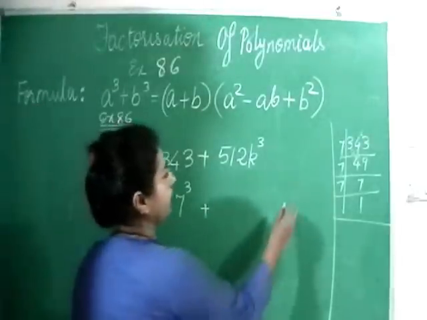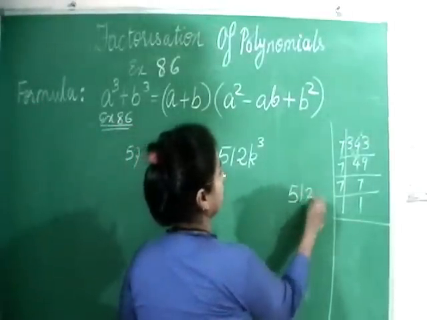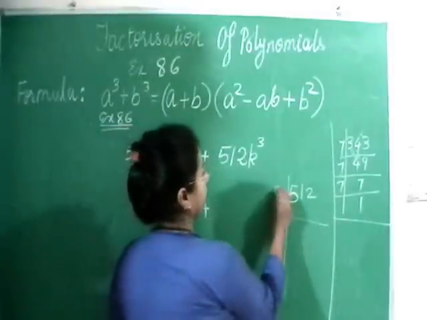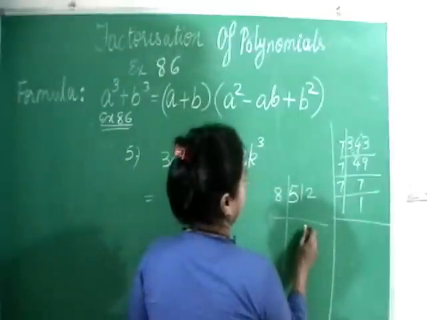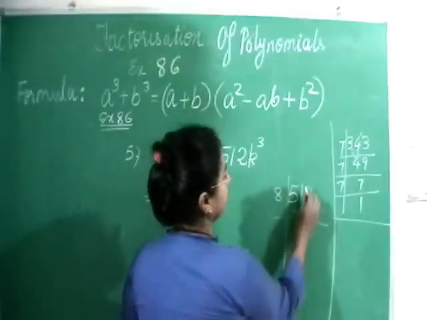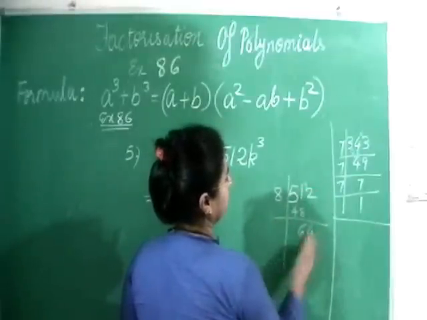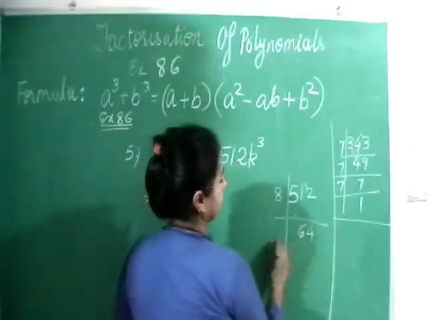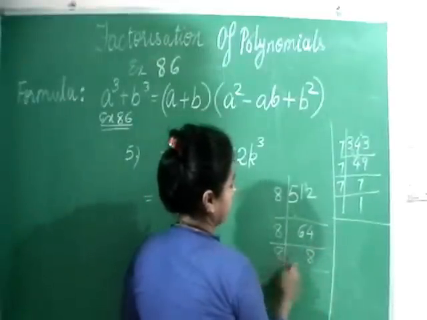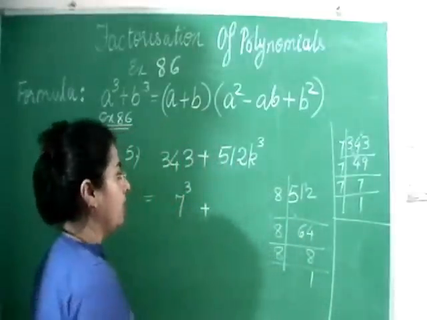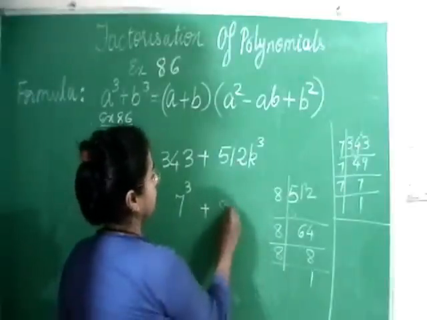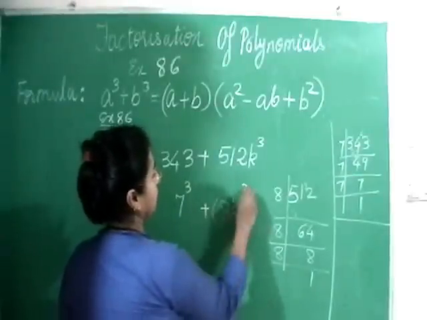Now, can you tell me the factors for the number 512? Should I try with 8? Okay. 8 6s are 48. 8 4s are 32. So I get 64 here. Again, 8 8s are 64. 8 1s are 8. And now I get the perfect cube of 512 as 8 cube. So 8k the whole cube.